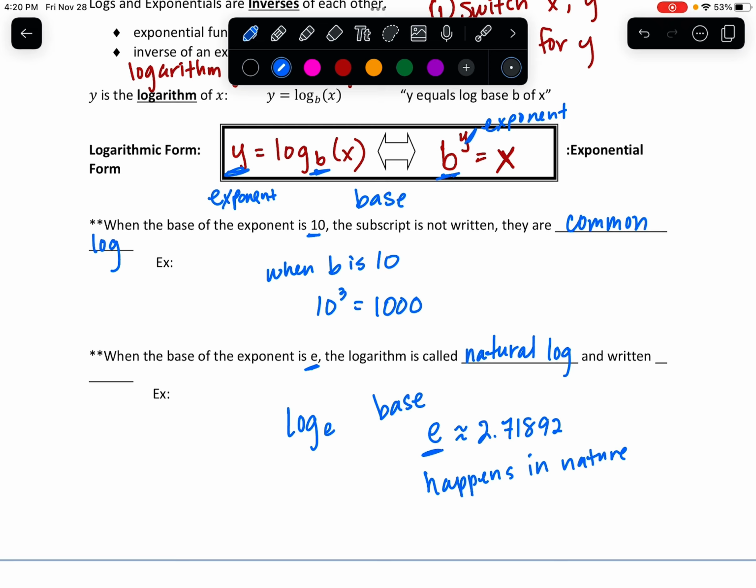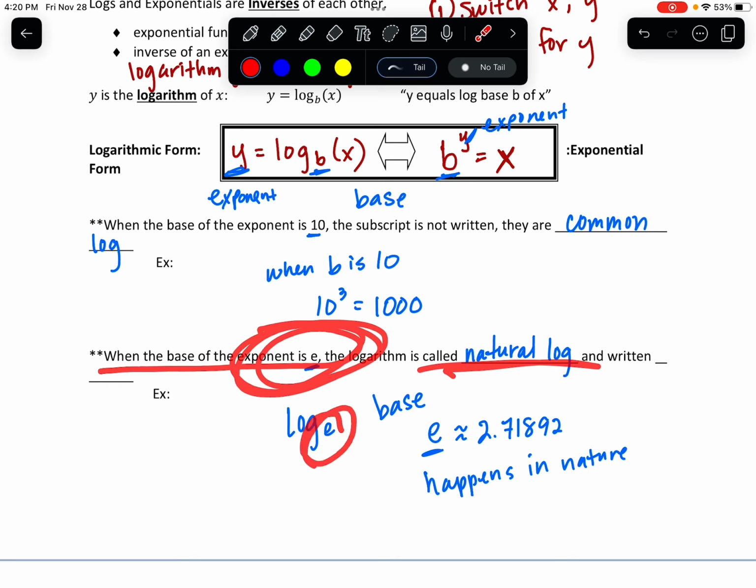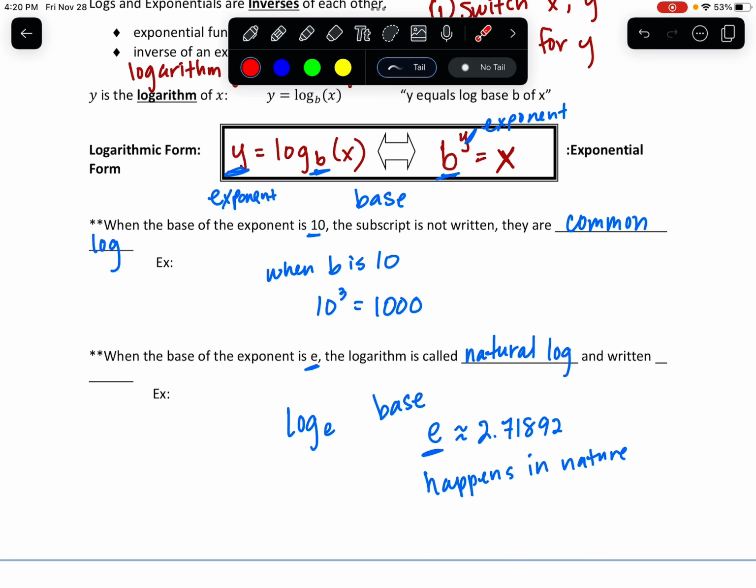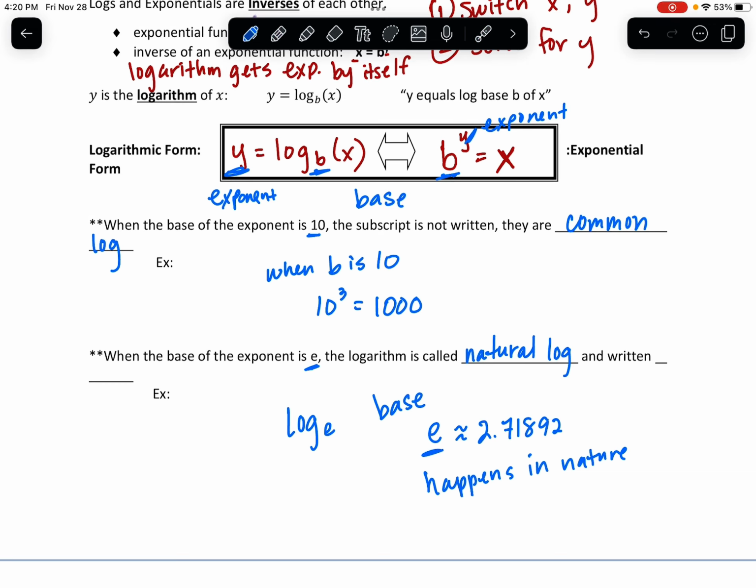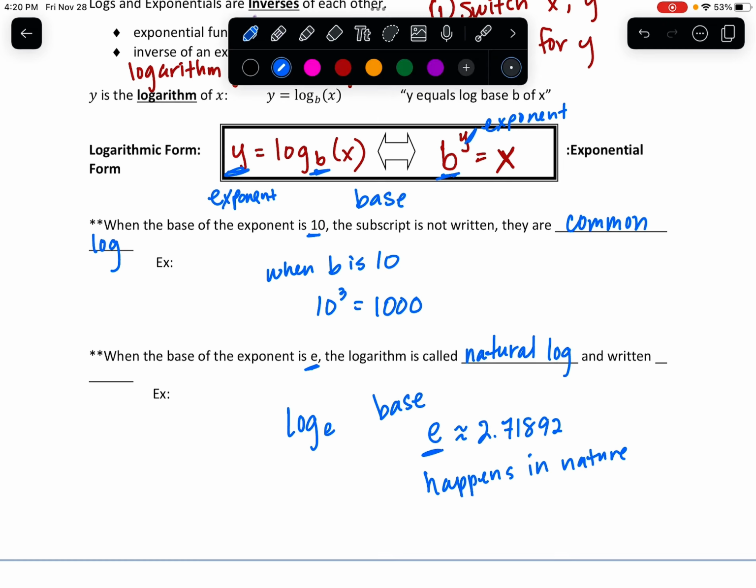You can talk about it, or you can watch the video about it. So when the base of the exponent is e, and it's a natural log, we write it as ln. And I don't mean Ellen as in Ellen DeGeneres. It is ln. This is how I tell my students to remember ln's base: the name Ellen starts with E, and ln's base is e. The end.